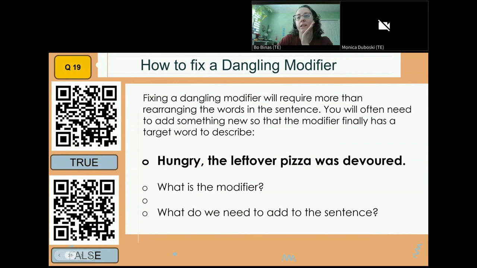We just did it. Fixing a dangling modifier will require more than rearranging the words in the sentence. True or false? And we just did it, so you guys should know the answer to this. I see 10 responses. Everybody, true or false? Click forward. Anthony, Brian, Cassandra, Isaiah, Jasleen, Jeremiah, Lee, Michelle, Rajay.